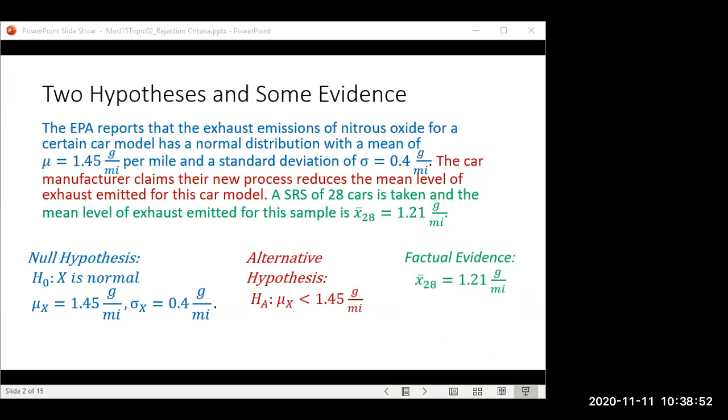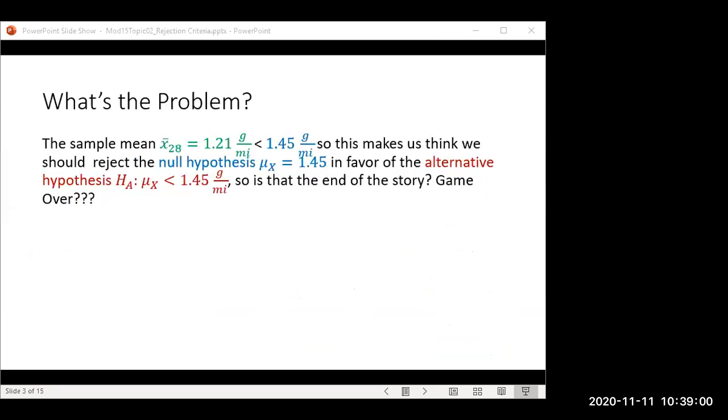You get a simple random sample of 28 cars and get a sample mean of 1.21 grams per mile. Now, the sample mean came out to be less than what the EPA thought for the population mean. So it makes us think we should just reject that 1.45 in favor of the alternative because, well, we got a sample and we saw less than 1.45. So is that the end of the story? Game over? No, no, no, no, no.